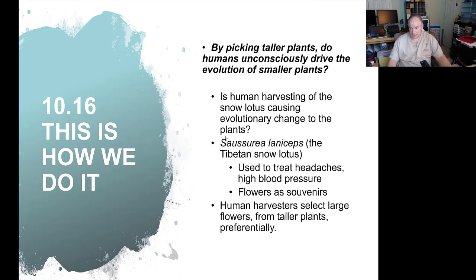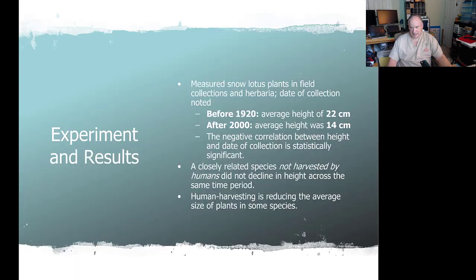So by picking taller plants, do humans unconsciously drive evolution? And the idea is yes, because they're choosing features that have no real relevance in natural means of selection. So yes, we can affect that. Researchers measured snow lotus plants in field collections in herbaria. Before 1920, the average height was 22 centimeters. After 2000, the average height was 14 centimeters. The negative correlation between height and date of collection is statistically significant. Closely related species not harvested by humans did not decline in height across the same period. So human harvesting is reducing the average size of the plants.